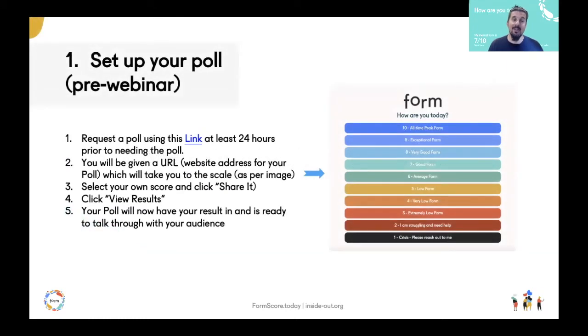So first of all, you need to set up your poll. So request a poll using the link that you've been given. And there's a brief questionnaire there, and then you'll receive the link, which is a URL that would take you to this scale page here, where you can then fill in your own form. So for me, I would click on 7 today, click share it, and then you would click review the results. And that would then take you to a page where you would see your single score, and that poll is then ready to use. And I'll show you what that looks like in a second.